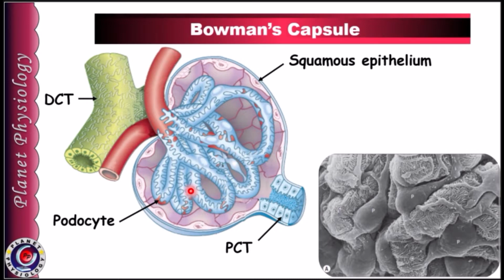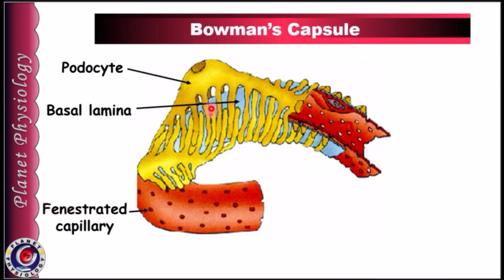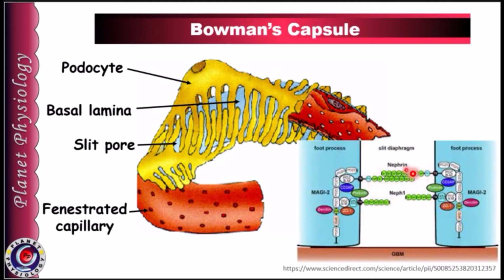They wrap themselves around glomerular capillaries, which are highly fenestrated. Same are shown in this picture where podocytes are labeled as P. As seen in this diagrammatic representation, podocytes have many finger-like processes which surround the capillary walls. Narrow gaps between the adjacent processes are called slit pores or filtration slits. These filtration slits are bridged by a thin diaphragm called filtration slit diaphragm.